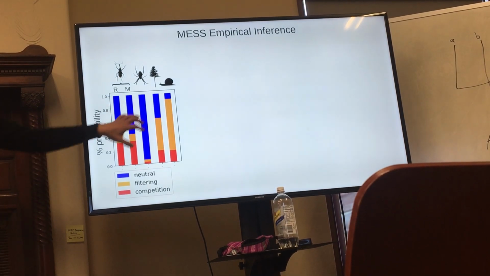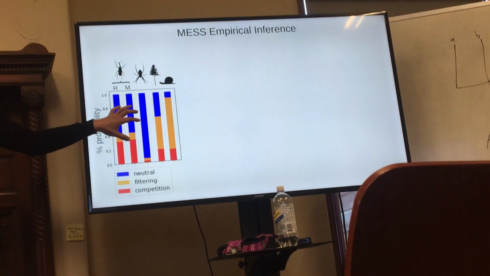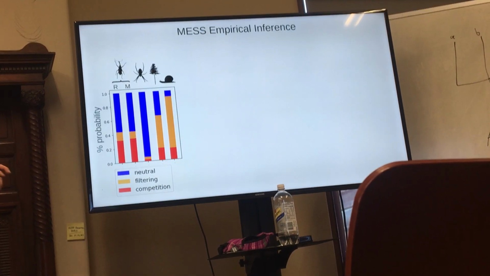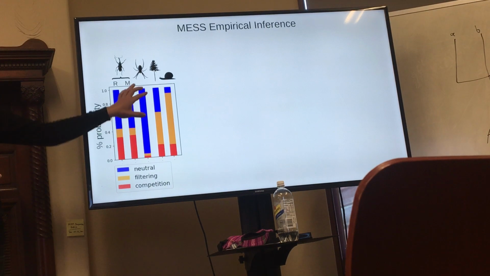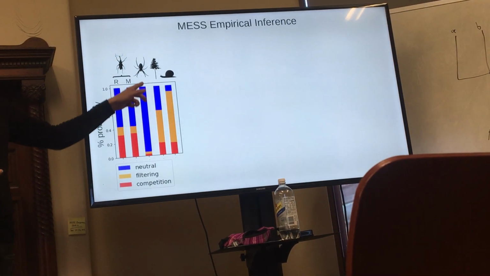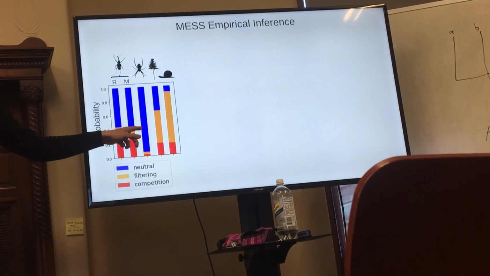So this is random forest. We're just going to classify the communities as being neutral, filtering, or competition. So this is a classification procedure, and the color of the bar indicates what the random forest classifier thinks it is. And so what you can see is that spiders are looking very neutral.